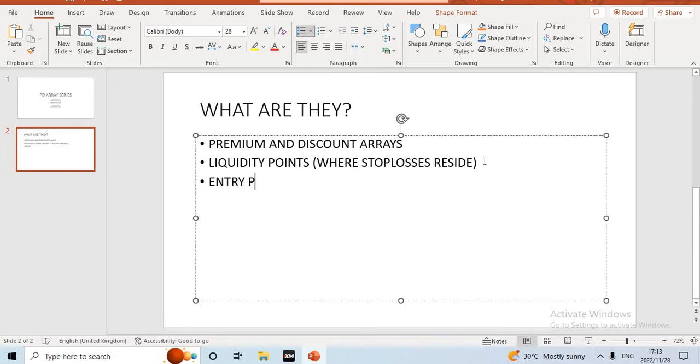What else? Entry points. That's what they are, because we'll also use these PD arrays to enter, right? Where there's a PD array, that's where you'll also use to enter. What else? They are exit points. You'll also use liquidity points to exit, right?